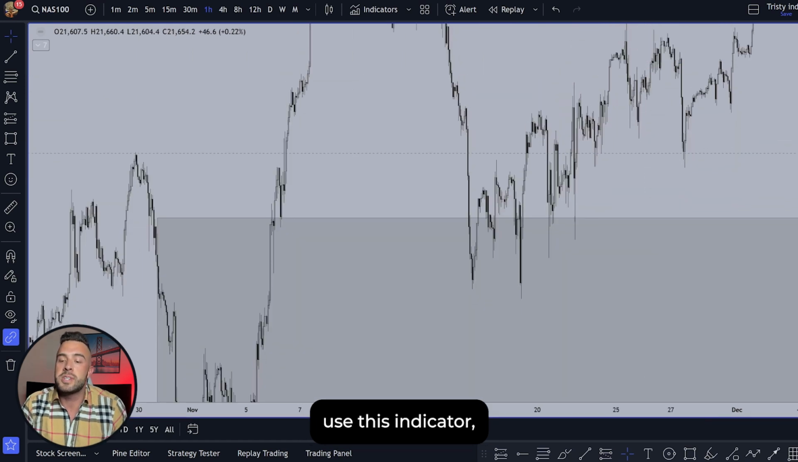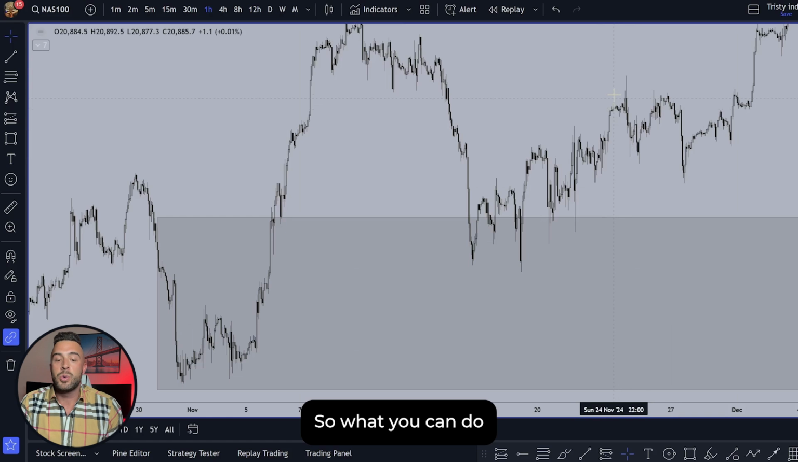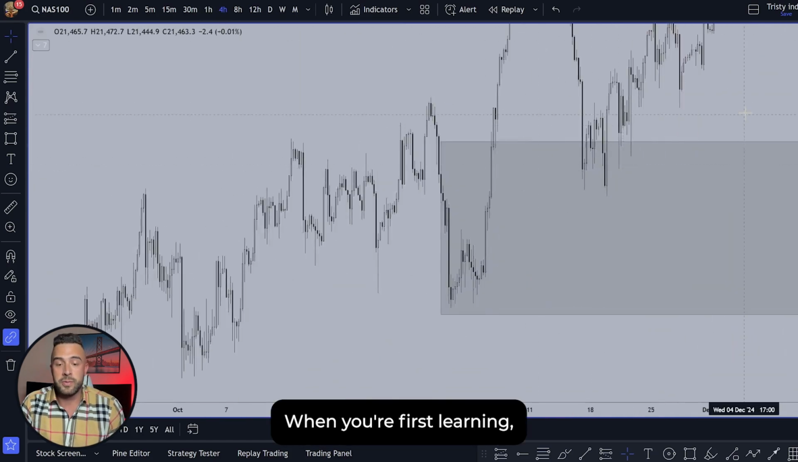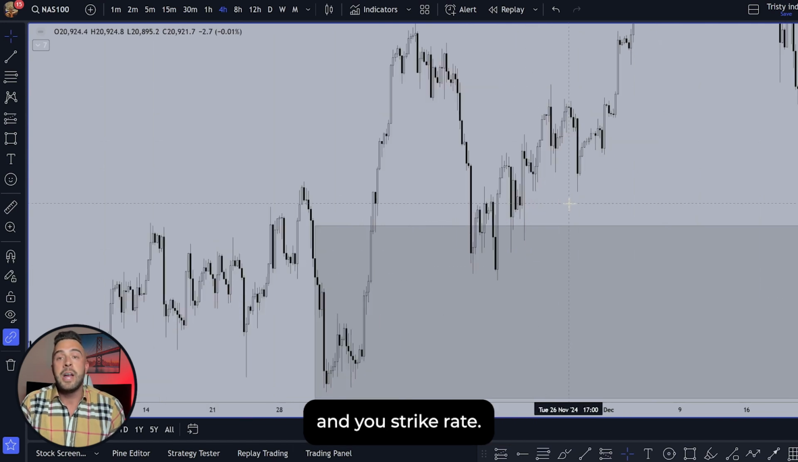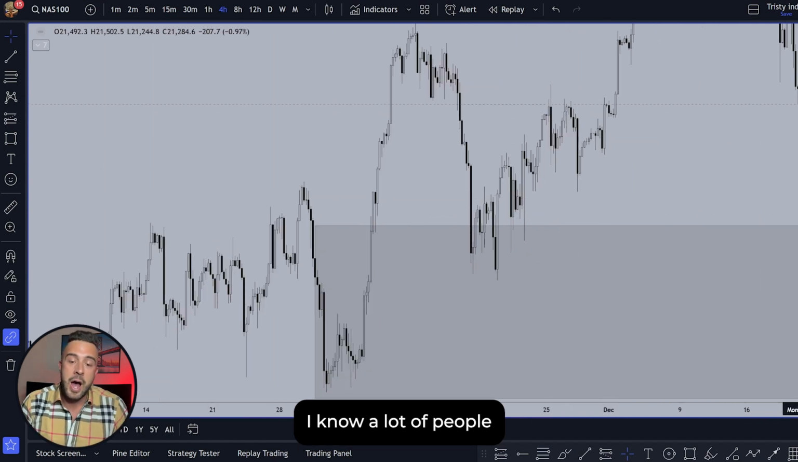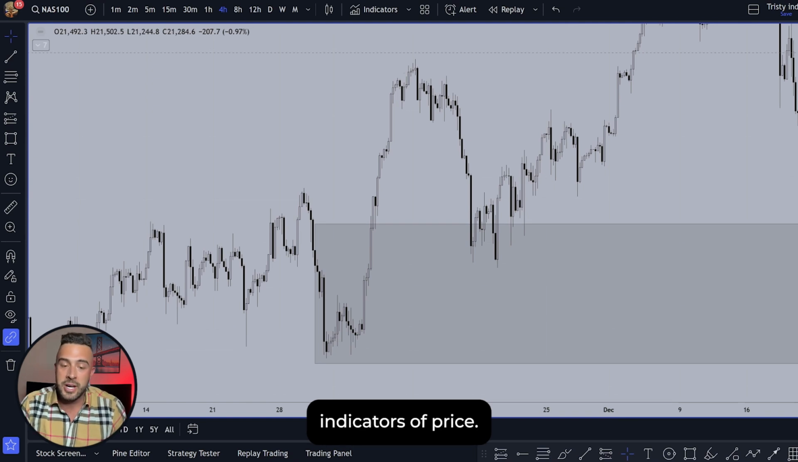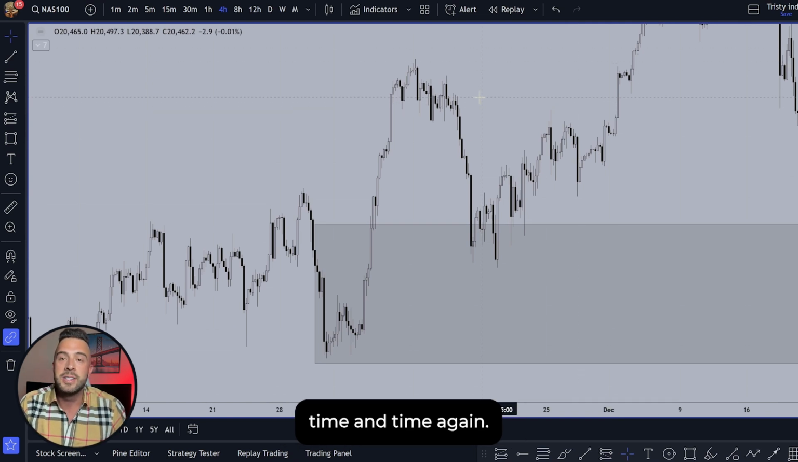Even if you don't use this indicator, a lot of people are likely trading it without even looking at it. So what you can do is, a lot of the time when you don't get this TDI shark fin, when you're first learning, you can avoid the setups that don't have it and your strike rate will go through the roof. I know a lot of people are going to shit on indicators, and I do too. They are lagging indicators of price, but this is the one thing I've heavily backtested and it works very, very well time and time again.